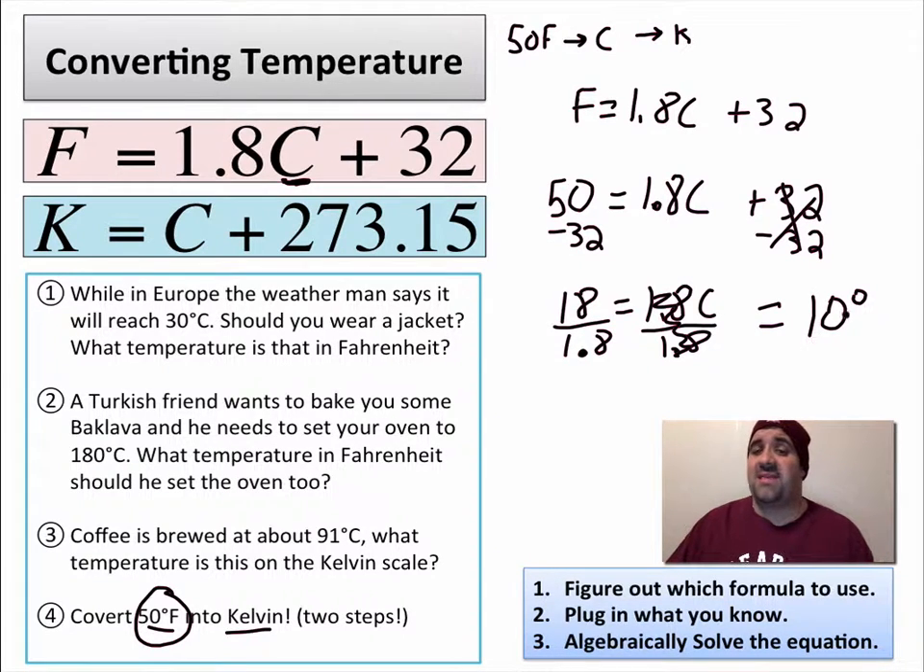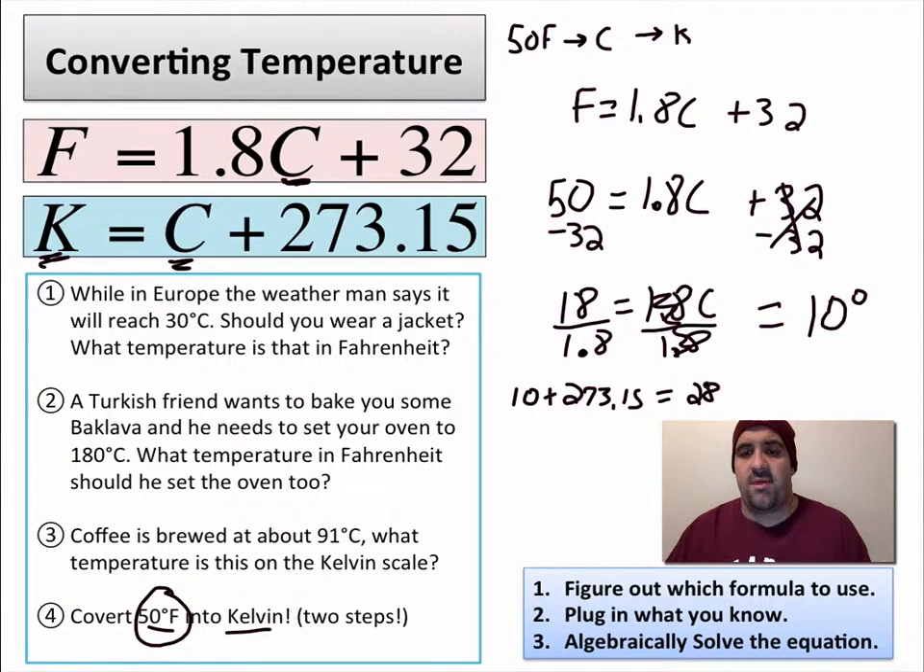The question didn't ask us for Celsius though. It asked us for Kelvin. So now we got to take 10 degrees Celsius and convert it into Kelvin using this formula. And this is relatively simple. To get Kelvin, you take the temperature in Celsius, which is 10, and you add it to 273.15. So 10 plus 273.15 equals 283.15 degrees Kelvin.